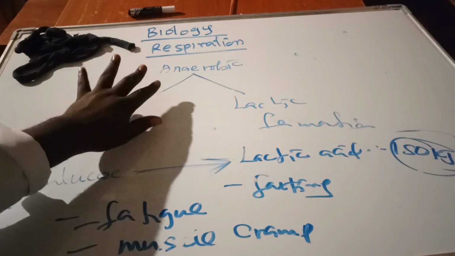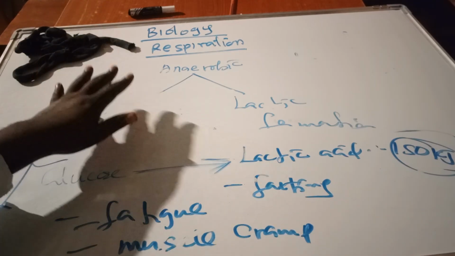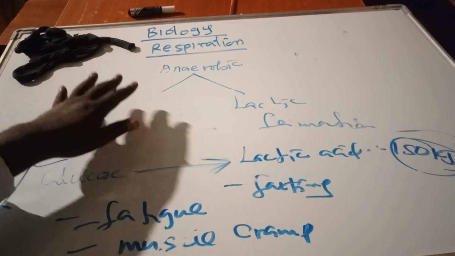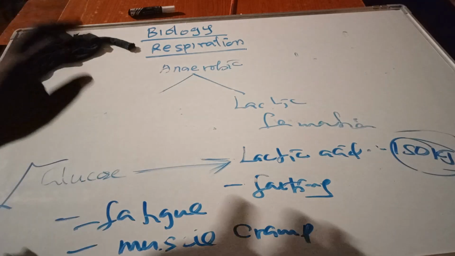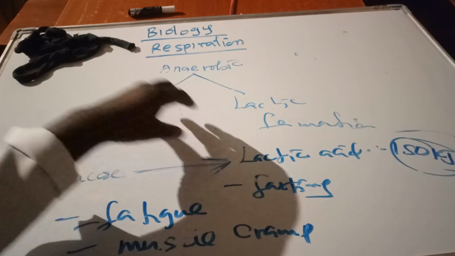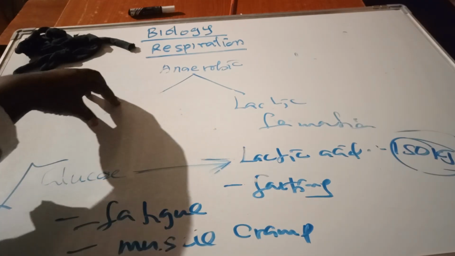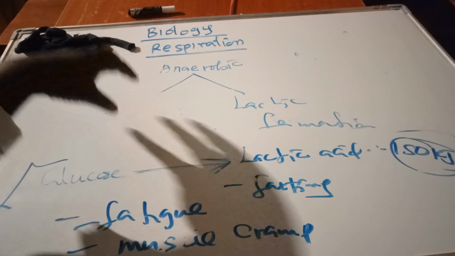So I said that my focus today will be on internal respiration. It takes place inside the body of an organism or inside the living cell. And the two types of internal respiration are aerobic and anaerobic. So aerobic is the release of energy from the food substance in the presence of oxygen.